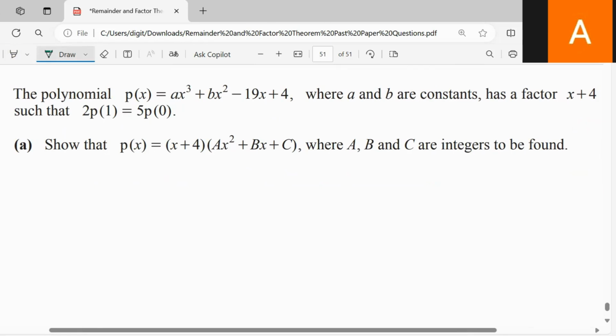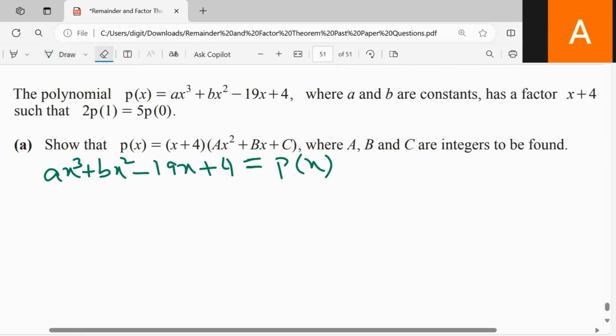So you can write ax cubed plus bx squared minus 19x plus 4. This is the polynomial p of x. Now it is given that x plus 4 is its factor, so you substitute x equals minus 4.